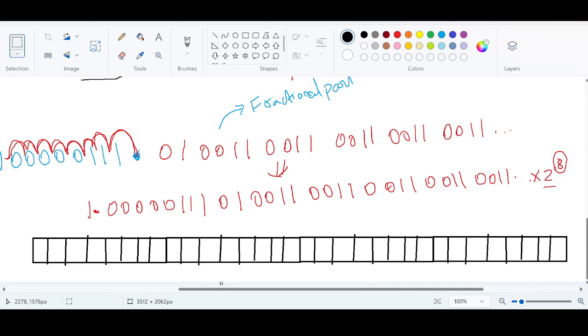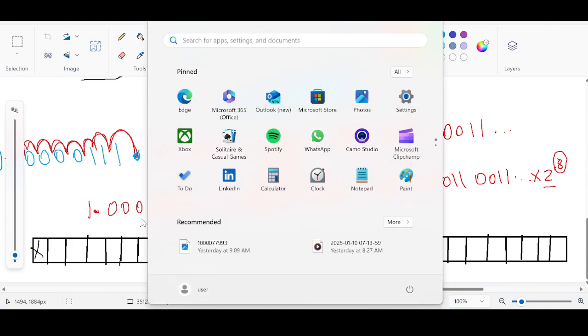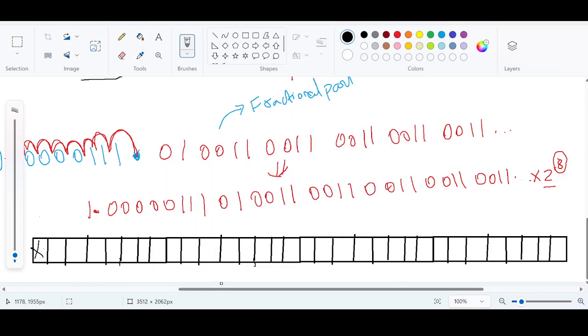Now focus here, guys. This is representing the 32-bit register. Why a 32-bit register? Because the size of the float data type is how many bytes? 4 bytes. 4 bytes is the collection of what? 32 bits. That's why 32 bits. The first bit, focus here, is reserved for what? It is reserved for the sign.